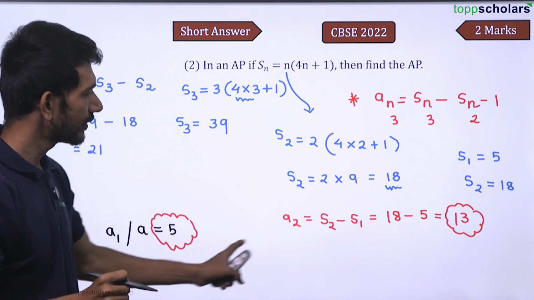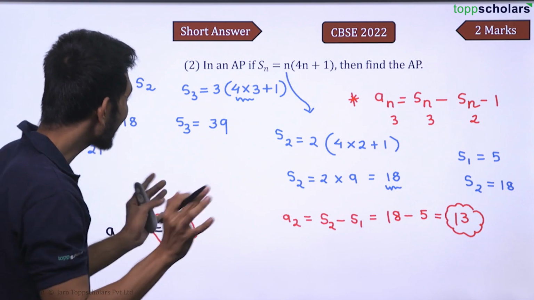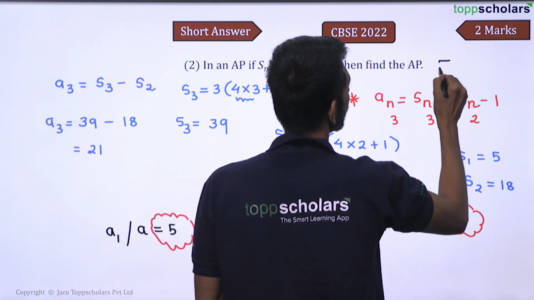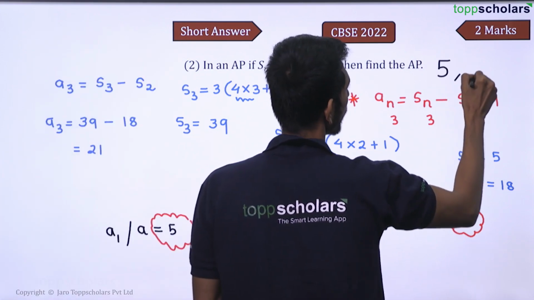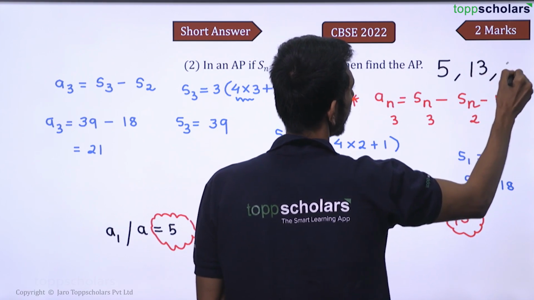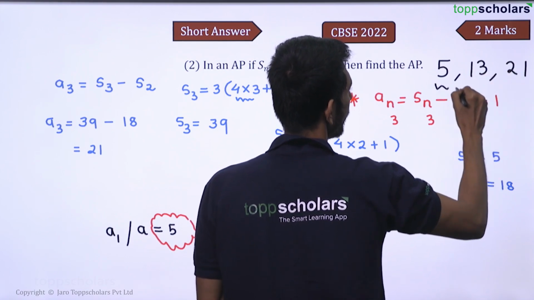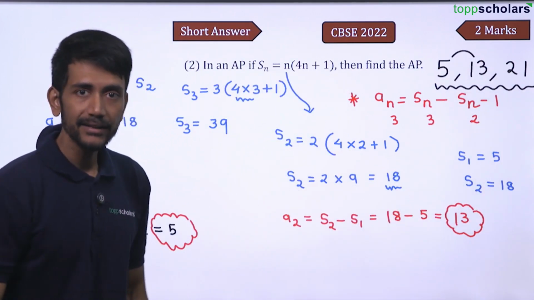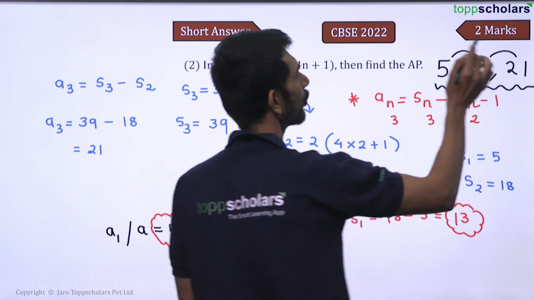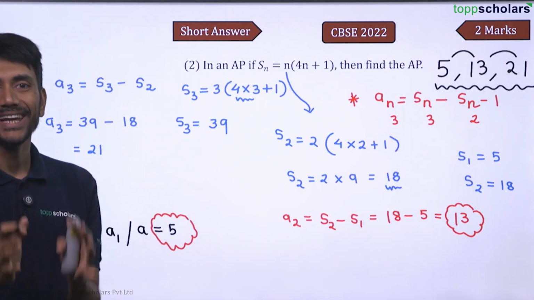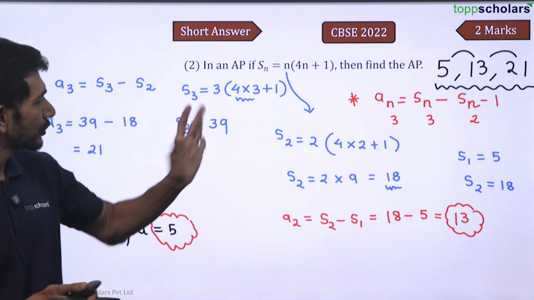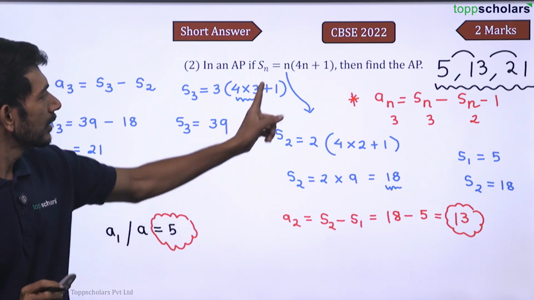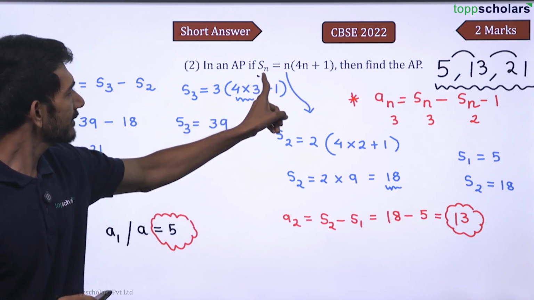Now check. You have 5, you have 13, you have 21. Are they in AP? Check. You got 5, then you got 13, then you got 21. Definitely they are in AP because 13 minus 5 is 8 and 21 minus 13 is also 8. So we have got 8 as the common difference. So this is how you find out the AP when SN is given.